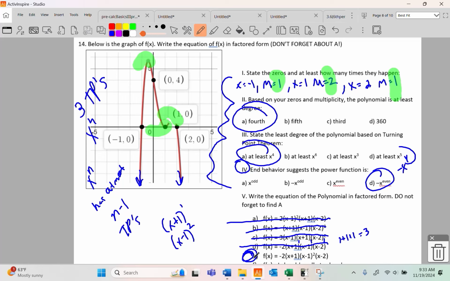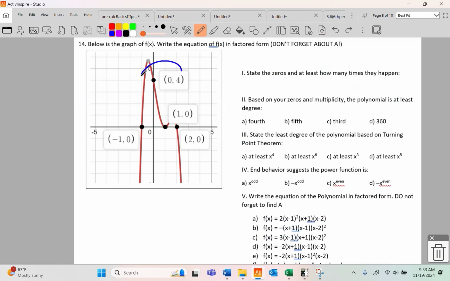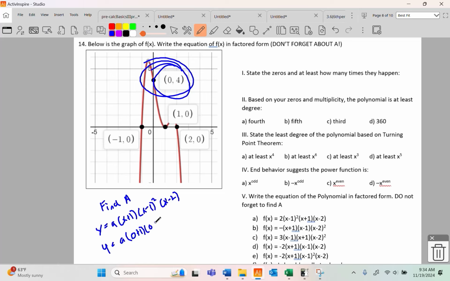Now, to find a, though, I already know it's going to be E. But to find a, that's where this point comes into play. I didn't need to because I have good test-taking skills, but I didn't have to do it. I'm going to take my factors, x plus 1, x minus 1 squared, and then x minus 2, and I'm going to plug in this point right here. Everywhere I see a y, I'm a 4, and everywhere I see an x, I'm a 0.